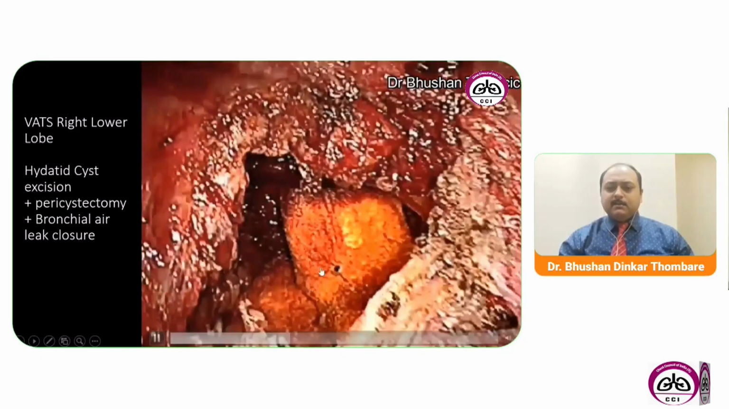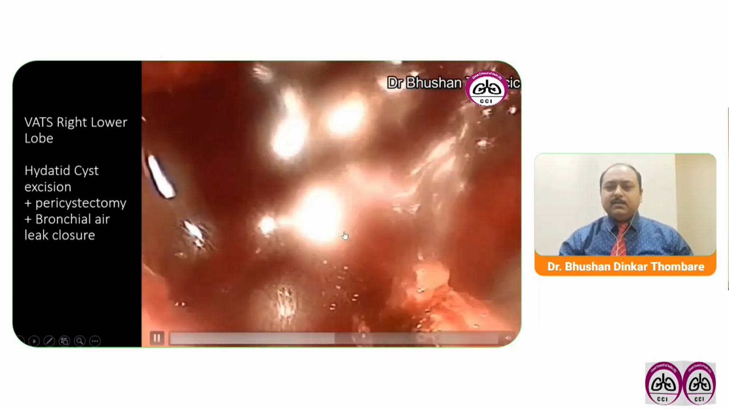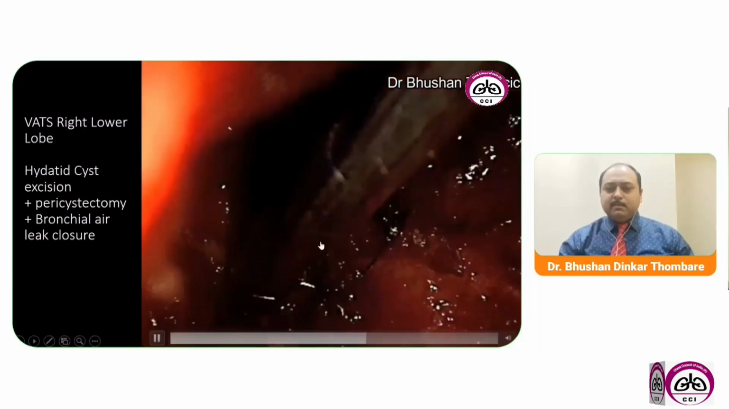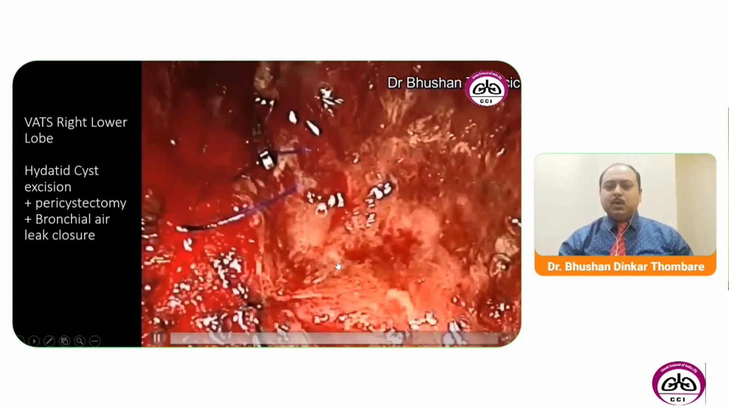And we are placing the betadine soaked gauze pieces, and later on the air leak is checked. You can see the bubbles during this. The air leak is being meticulously taken care of by suturing. You can use tissue glue also.